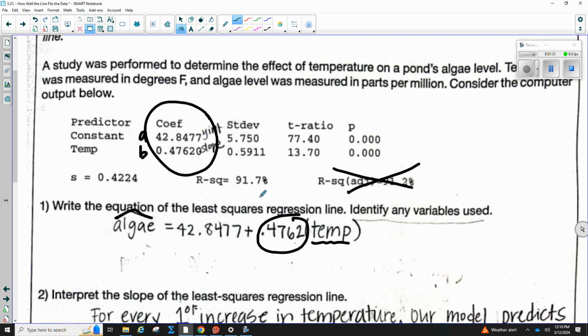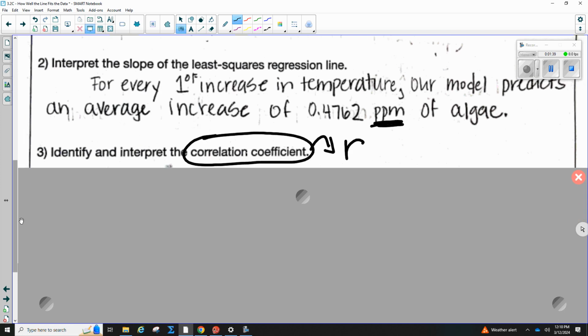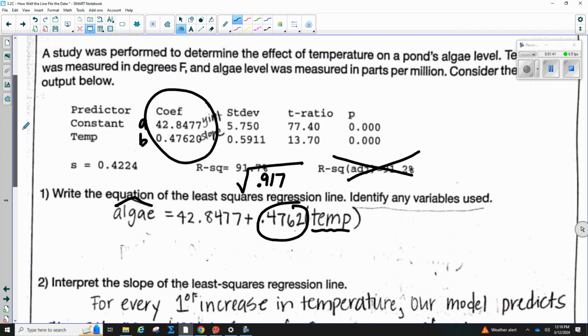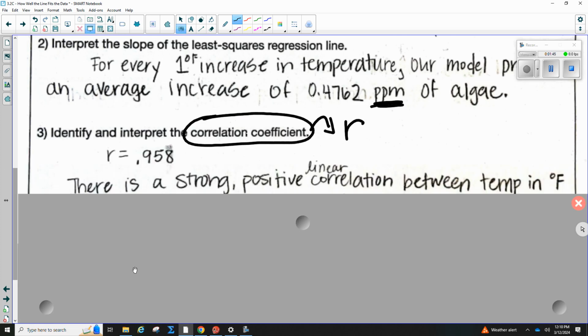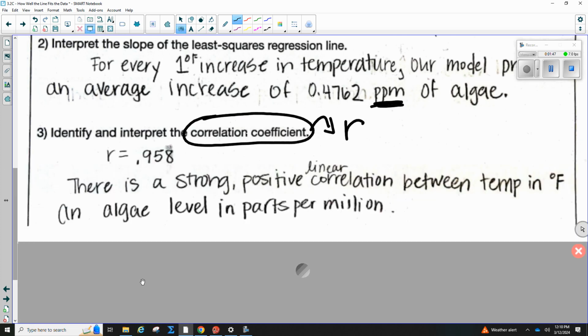So what we need to do is make this a decimal and square root it, because this is r squared, to get r. Then we have to determine if r is positive or negative based on the slope. Since the slope is positive, r is positive. So I would say there is a strong positive linear relationship between temperature in degrees Fahrenheit and algae level in parts per million.